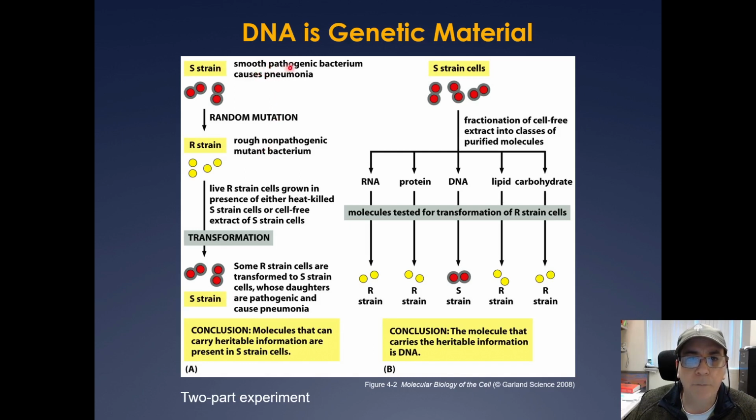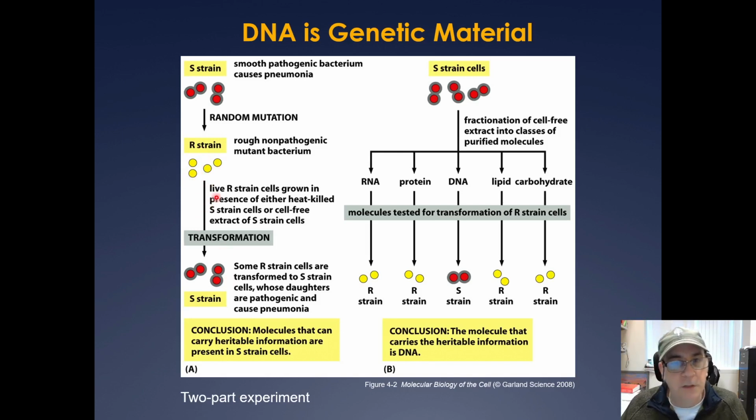So they had this strain of bacterium which caused pneumonia, okay, and it was smooth. And so the smooth strain of bacteria was pathogenic and caused pneumonia. They mutagenized it, and then they were able to pull out an R strain that was basically rough, and it was non-pathogenic. Okay, so now they have 2 different strains, an S strain and an R strain. And so they took this R strain and they mixed it with heat-killed S strain or cell extracts from the S strain, and this R strain became transformed. Okay, anytime you take up DNA, it's considered a transformation.